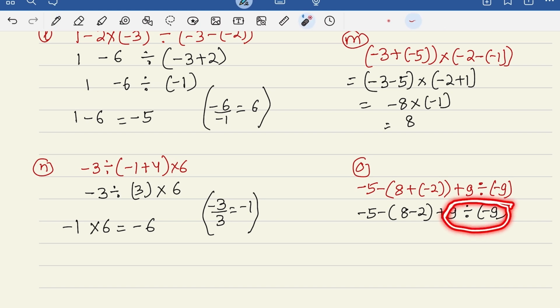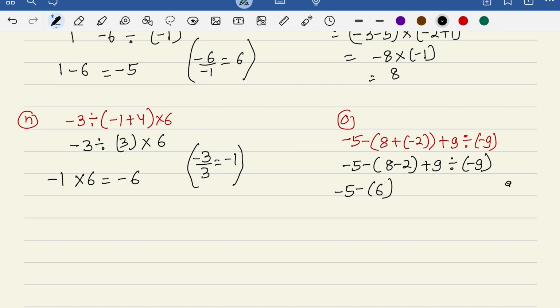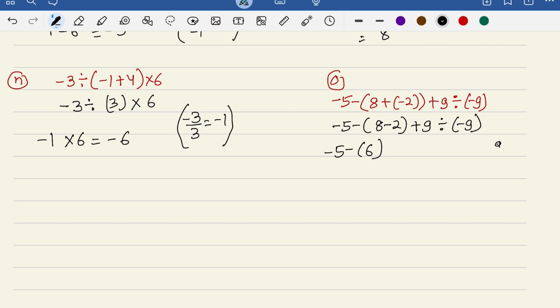9 divided by minus 9 would be minus 1. So it is minus 5 minus of 8 minus 2 is minus 6. 8 minus 2 is 6. And 9 divided by minus 9 is minus 1. So it would be minus 1.